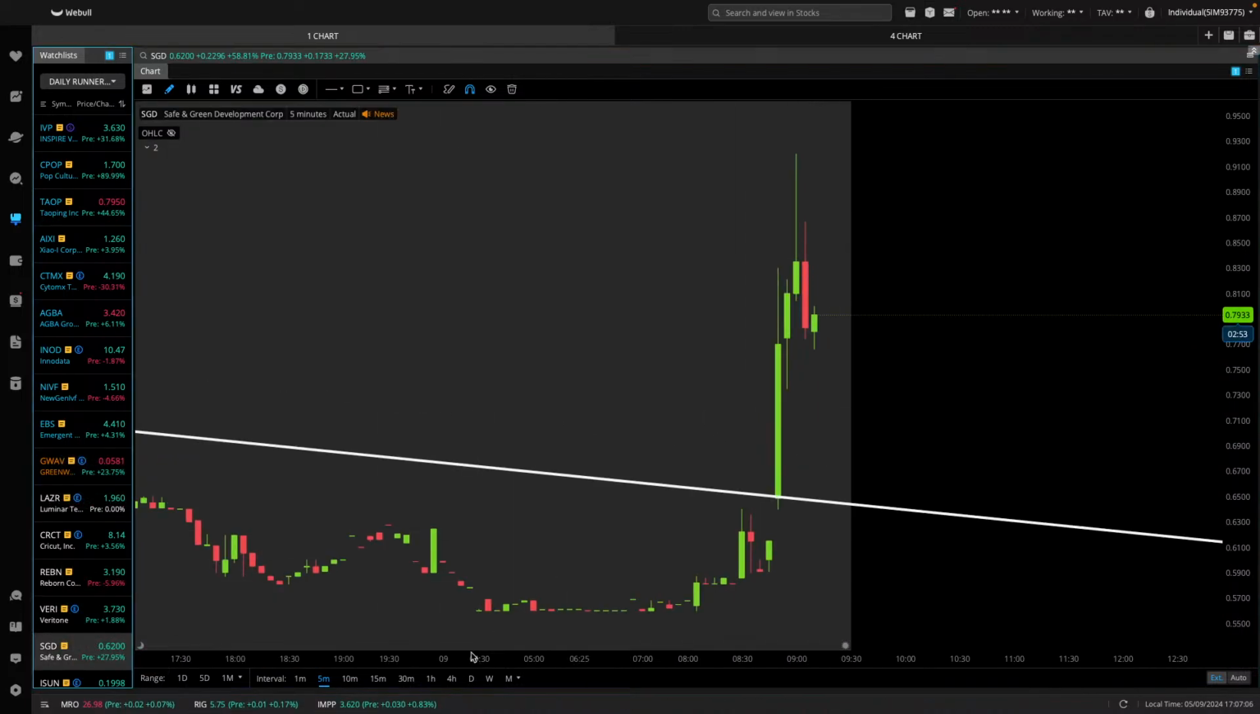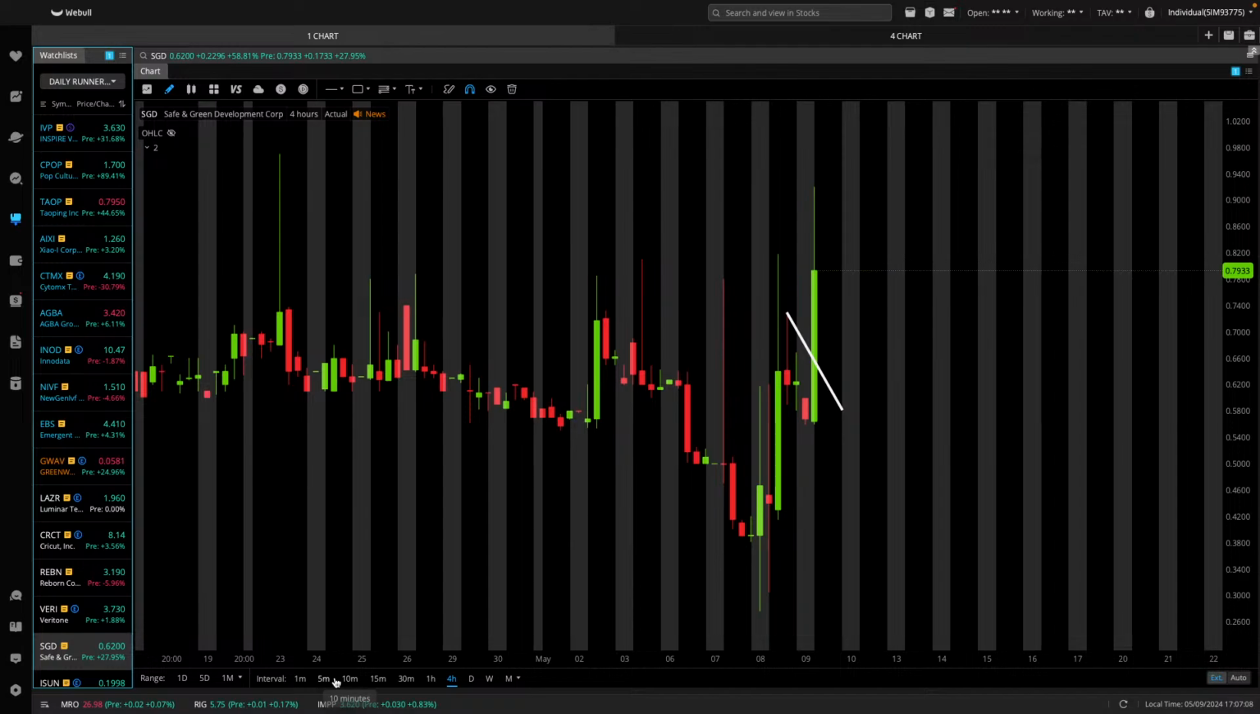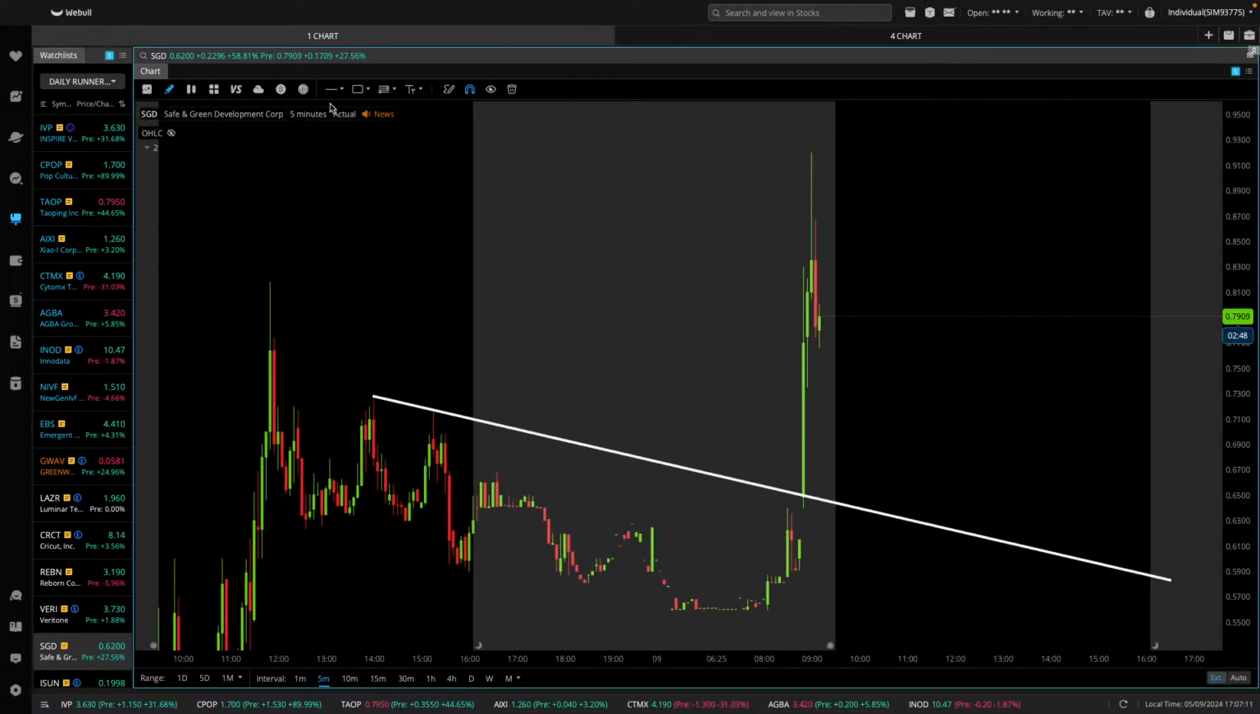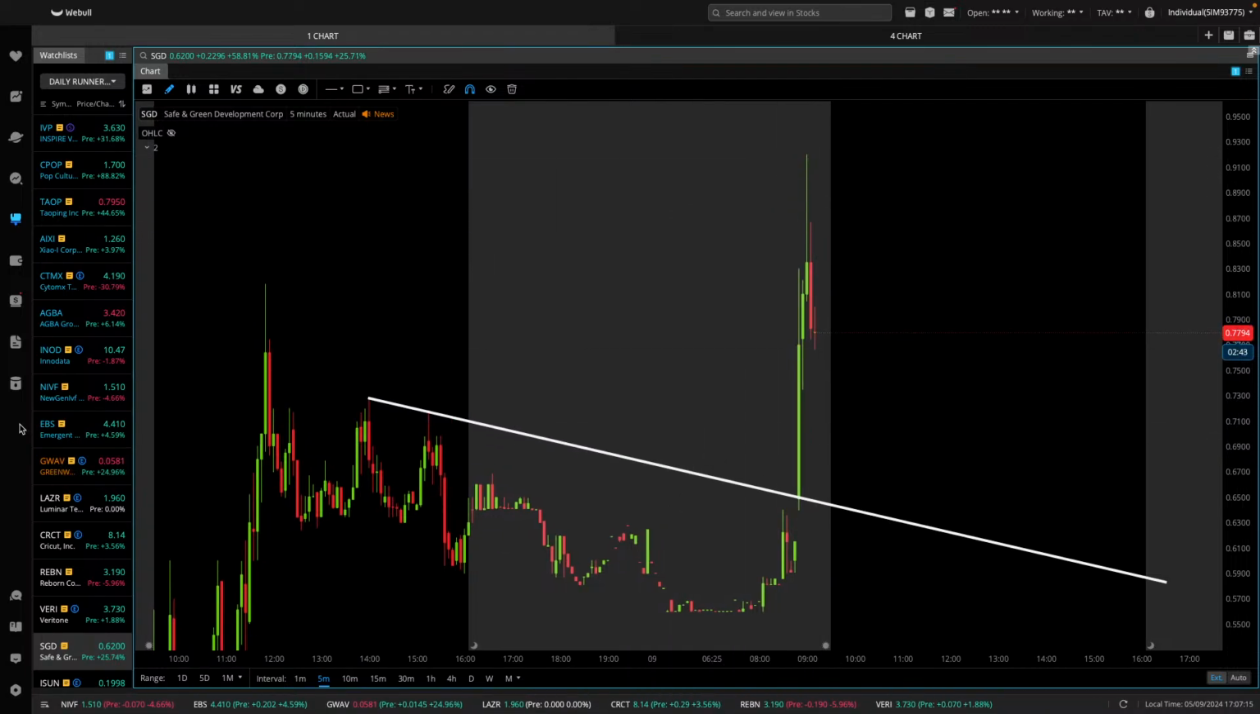SGD is breaking out right here. So this is what's happening. It's looking for continuation from yesterday. 58% yesterday, 27% today. I wouldn't be surprised if this gets to $1 today.